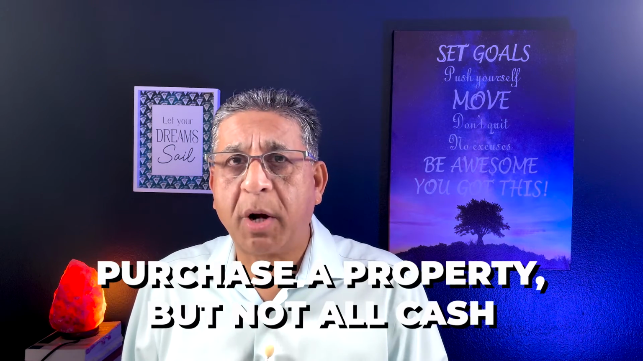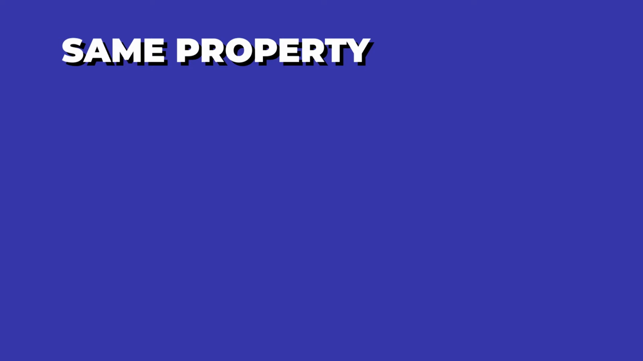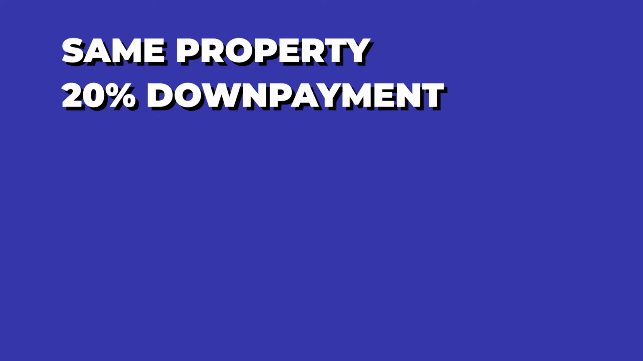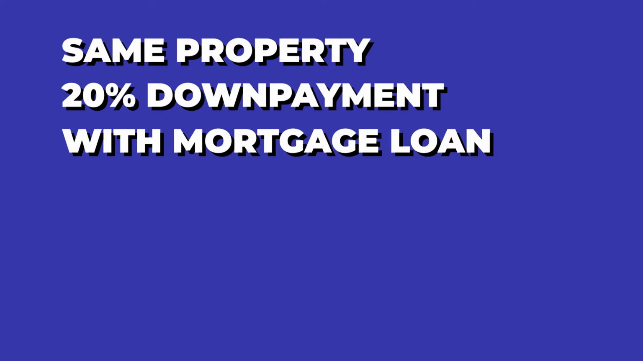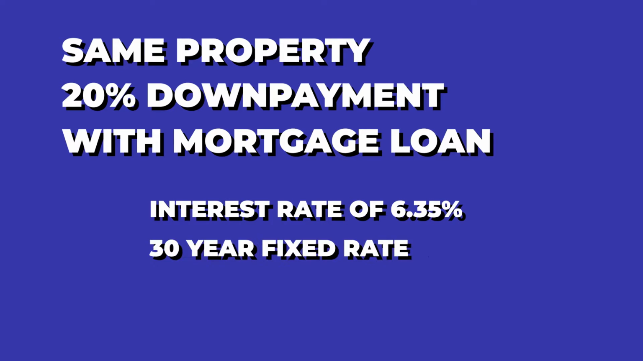Let's look at another factor of ROI. If you purchase a property, but it's not all cash. So in this example, we are going to calculate ROI, or your profit, on the same property, but assume that you're going to put 20% down and you're going to get a mortgage loan. And we're also going to assume that you're going to have a mortgage interest rate of 6.35%, and it's a 30-year fixed rate on the $400,000 property.